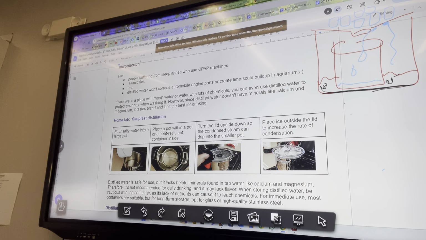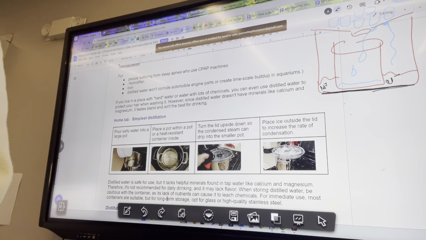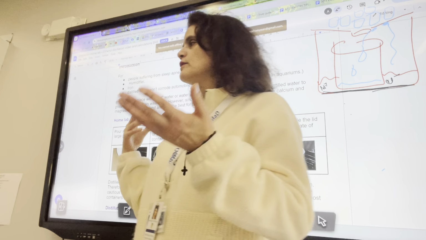What is the definition of distillation? Distillation is separating a solution based on difference in boiling points. And the boiling points are normally close to each other. In this case, it's not, so this is not like the best example.